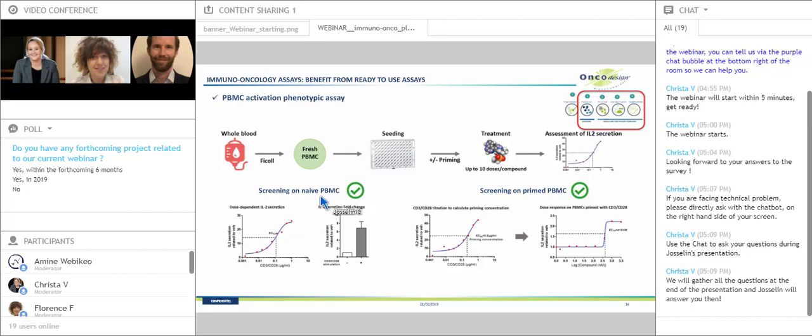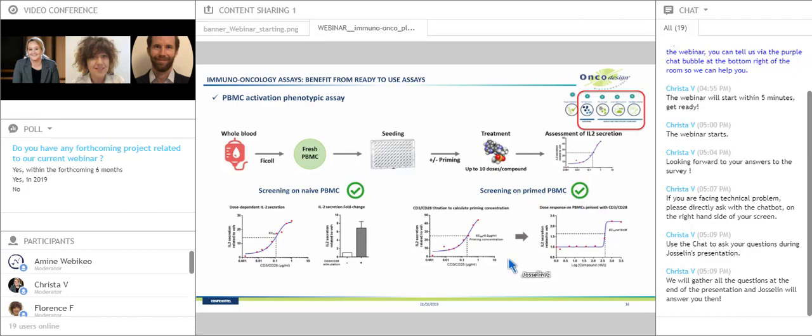So we set up 2 different kinds of assay, starting with PBMC. One we call screening of naive PBMC. So it's pretty simple. You take PBMC, put a stimulant, and you follow up IL-2 secretion. And we just want to make sure that this is robust across donors, so we have a good stimulation every time. Or you can use this primed PBMC assay, which is a 2-step process.